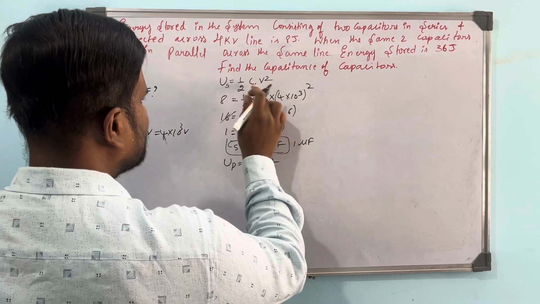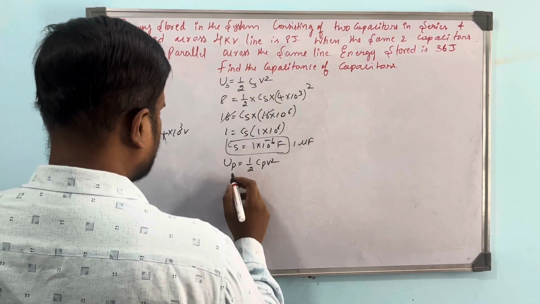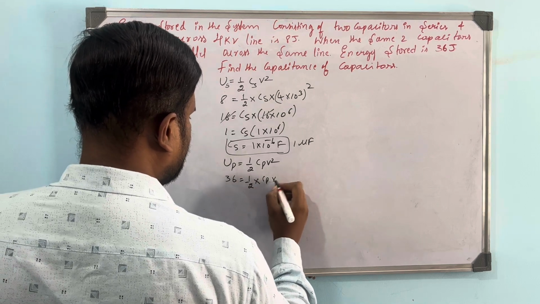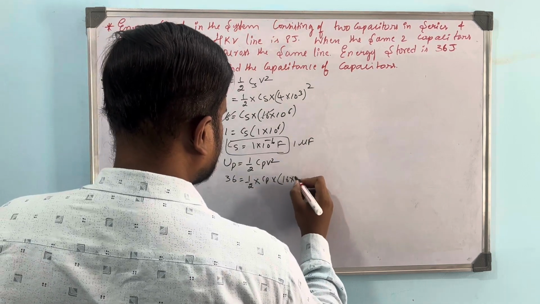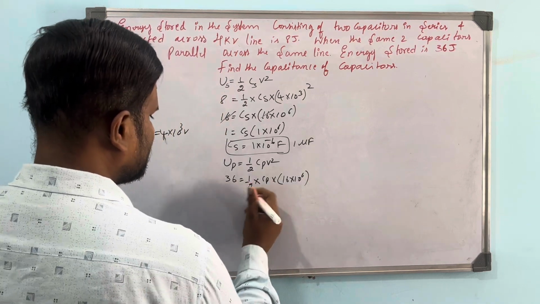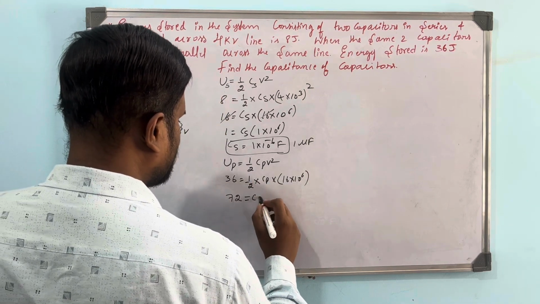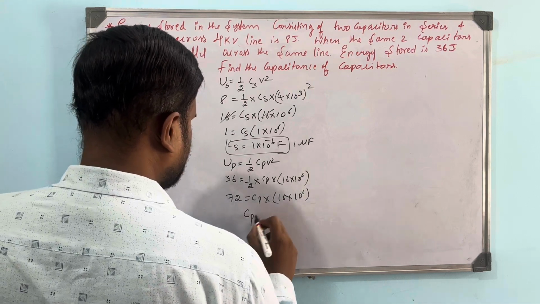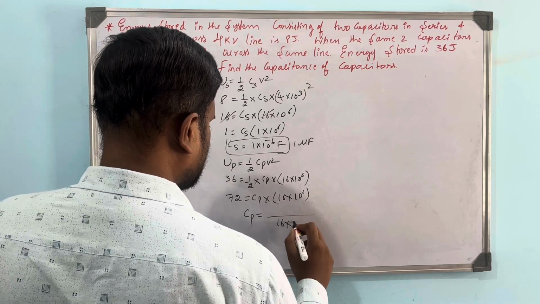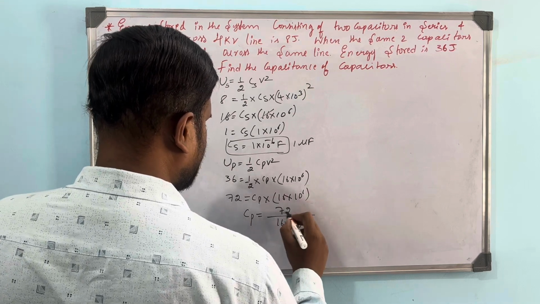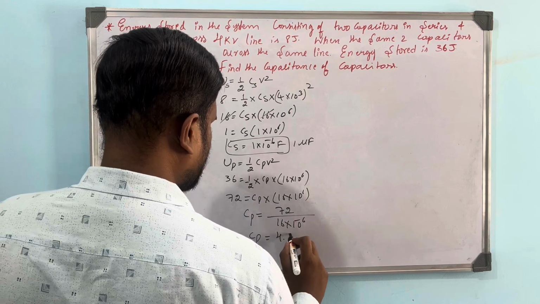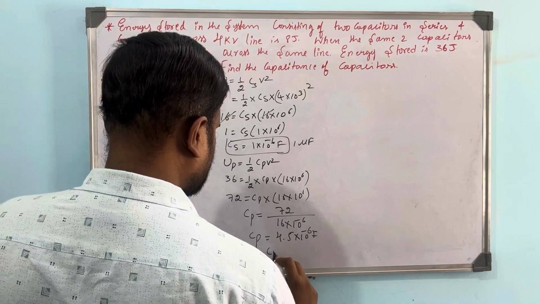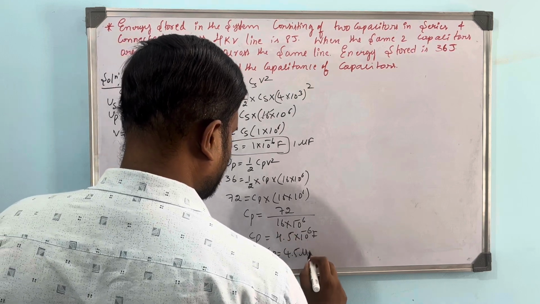Similarly, when the capacitors are in parallel, UP becomes half CP V square. In place of US and CS, I have written UP and CP. What is the UP value? UP is 36, equal to half into CP into 16 into 10 to the power of 6. So 36 into 2 becomes 72, equal to CP into 16 into 10 to the power of 6. So CP becomes 72 divided by 16 into 10 to the power of minus 6, which is 4.5 into 10 to the power of minus 6 farad, or CP is 4.5 microfarad.